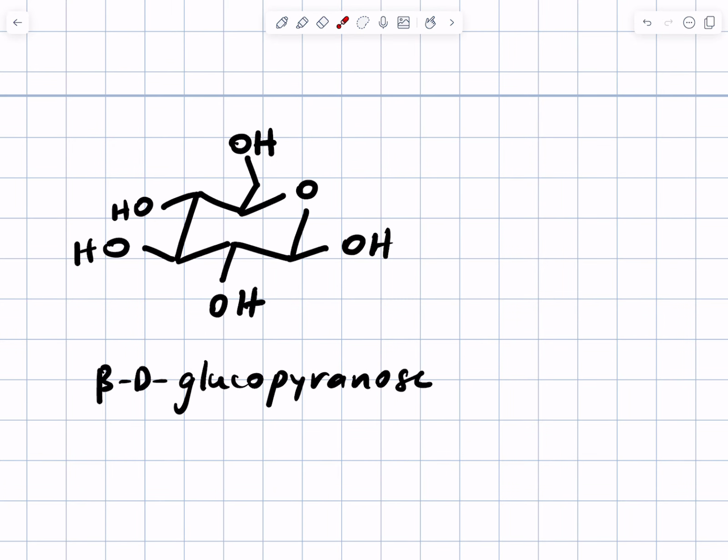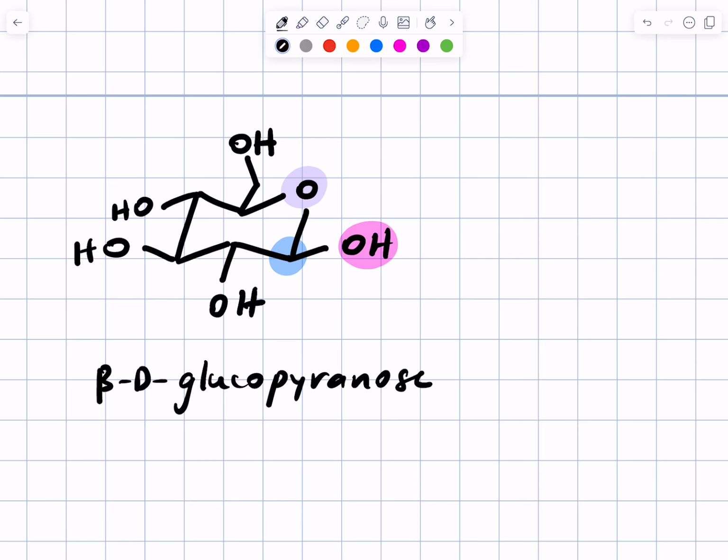Analyzing that a little bit more, I can see that one is a primary OH group, and the others are on secondary carbons. But one of these OHs is different than the others. Which one is different from all the others? The one in the lower right. Okay, why is that one different? It's a hemiacetal. Good. You can see that now. Here's an OH group on the same carbon as an OR group.